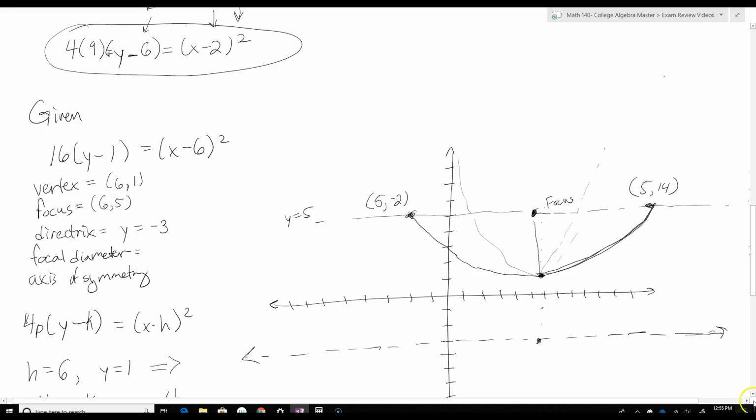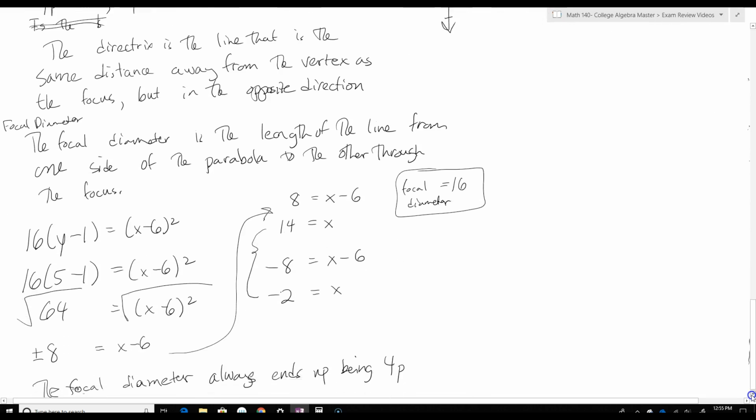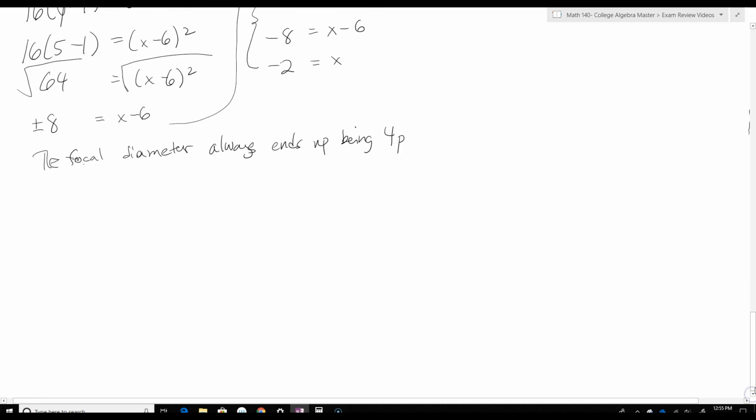Now, from the perspective of your equation, if you're looking through and you're like, okay, so how do I relate this to my equation? Well, let's just talk about this from an equation standpoint. We have 4p times y minus k equals x minus h squared. So the first thing that I want to do is figure out what h and k are. So h and k, they're the vertex. Then I want to find p. So 4p is the focal diameter. You kind of figure that out pretty quickly.